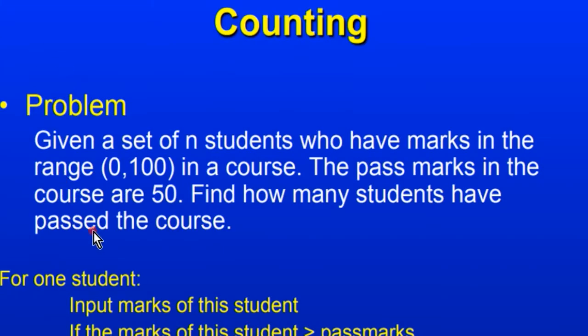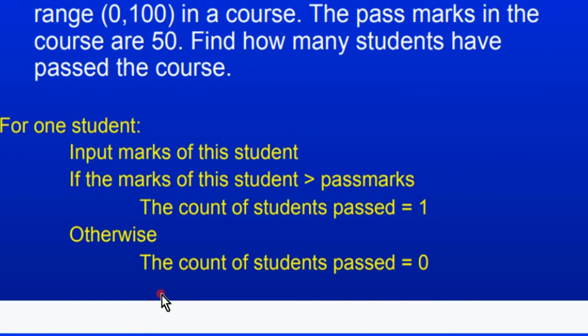The second problem may be counting. Given a set of n students who have marks in the range 0 to 100 in one course, the pass marks in the course are 50. Find how many students have passed the course. The problem is, given a set of n students who have the marks, we don't know n, it may be 5, 10, maybe 15 or 100. And they can take marks from 0 to 100. Okay, the pass marks in the course are 50. How many students have passed the course?